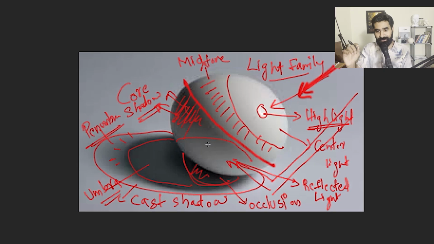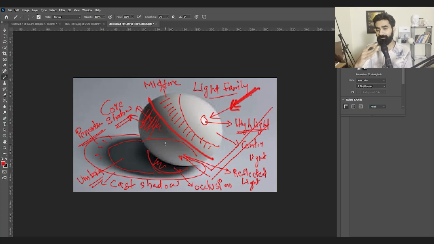That's all. Another common mistake is people make the midtone very dark. It's not like that. Understand? The midtone is on the lighter part, right? Midtone is a part of the light family, so it should be a touch darker than the center light. From midtone to shadow there will be a sudden change. Actually, that's why the terminator line is visible.